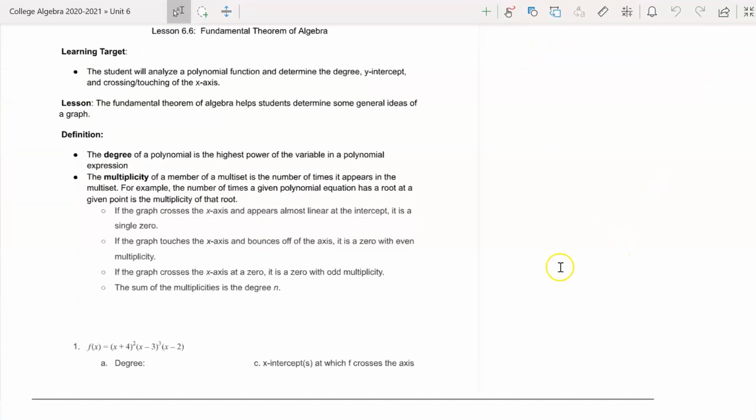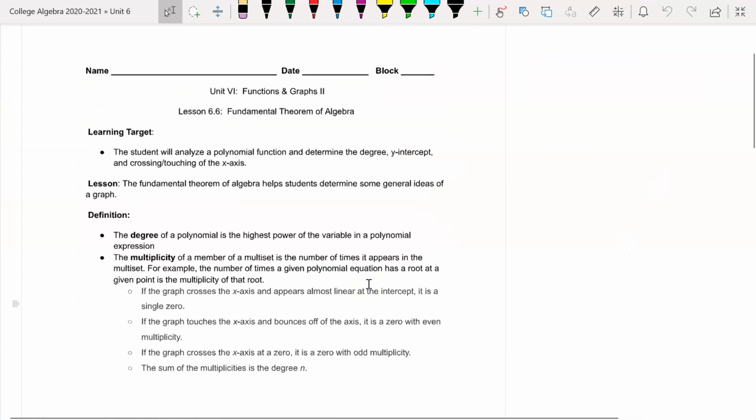Okay, guys, so after polynomial division, and you guys have taken the Hawks test number 2, we're going to start with a pretty easy lesson to get you going for the last Hawks test and kind of get on the right track of getting the assignments done. So the fundamental theorem of algebra, we're going to talk about polynomial functions and determine the degree, the y-intercept, whether it crosses or touches the x-axis and stuff like that. So this is what you're going to see on the Hawks.